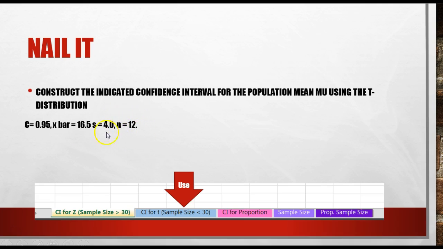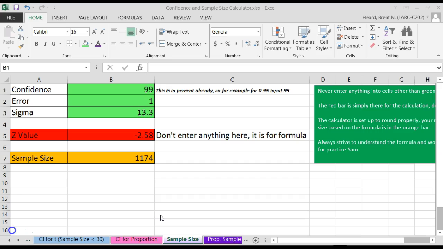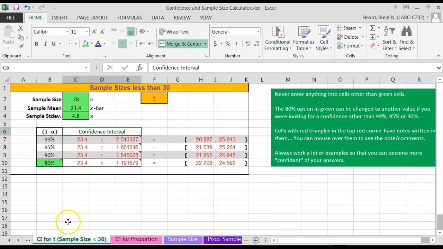It's 12. All right, we need a 95% confidence interval, x bar equals 16.5. The sample standard deviation is 4. The sample size is 12. I'm going to go down at the bottom and click confidence interval for t because the sample size is less than 30. So I go down to the bottom, I click CI for t right there. It pops up. We've got a confidence of 95%.